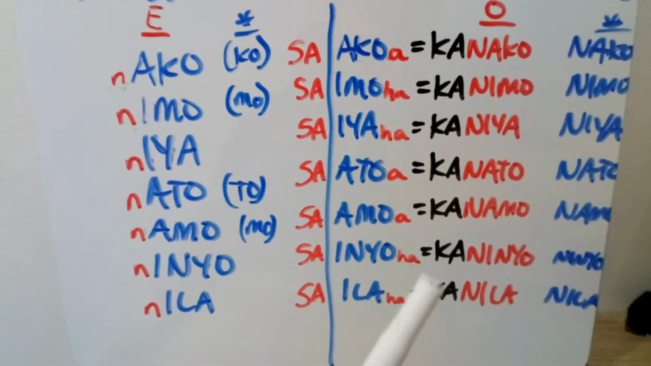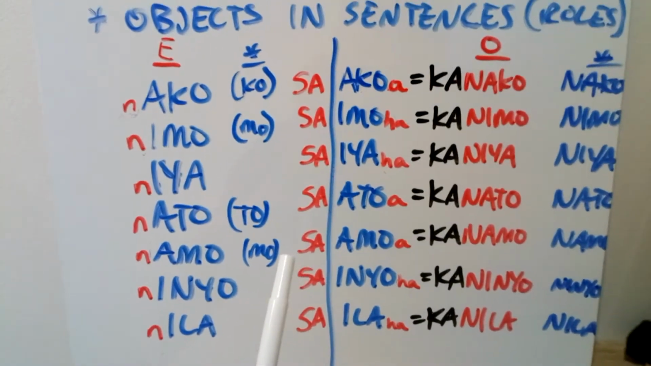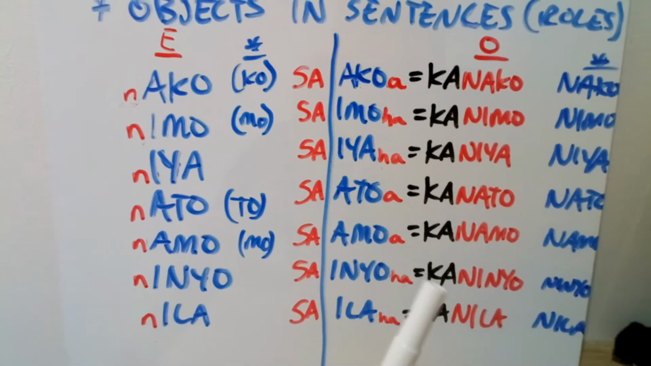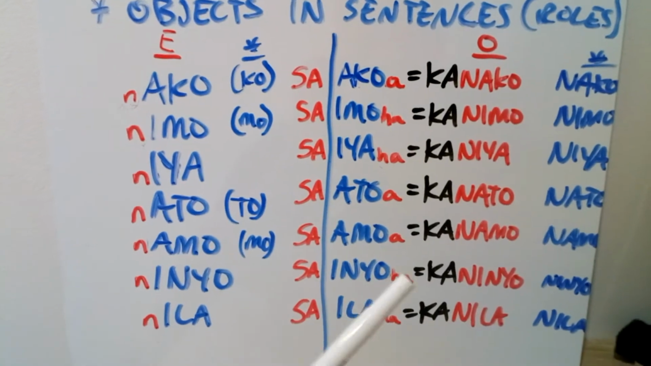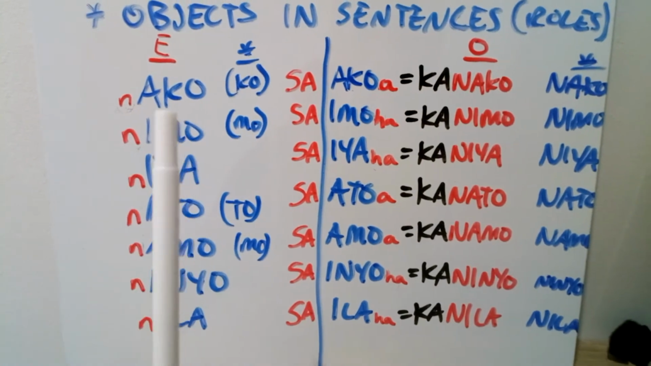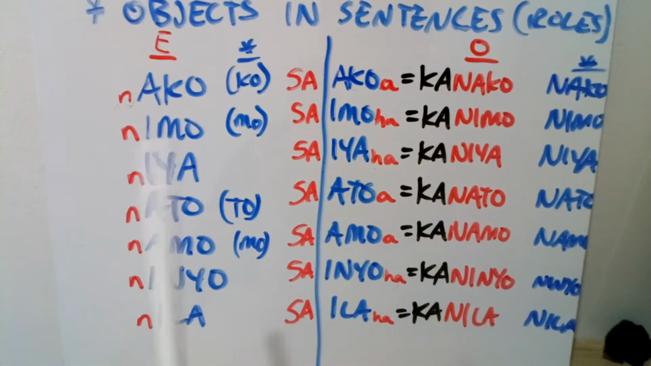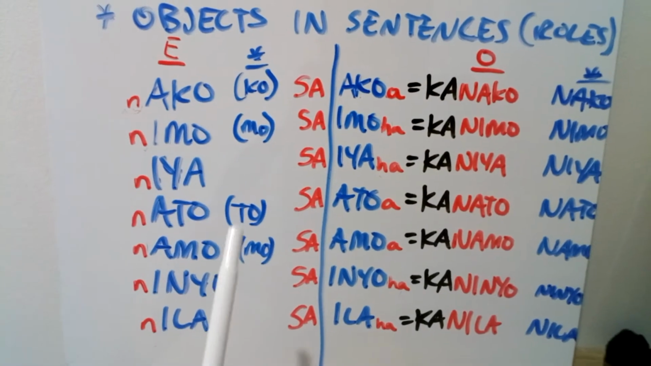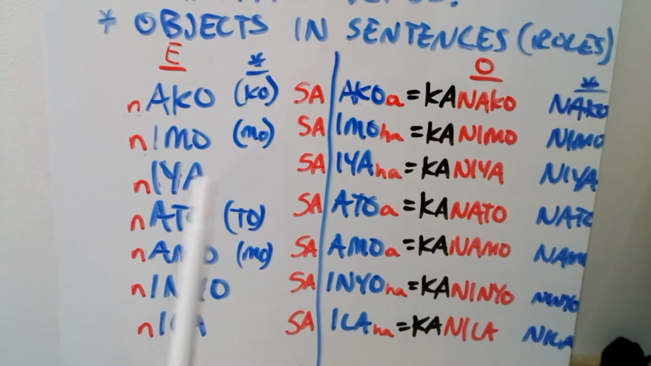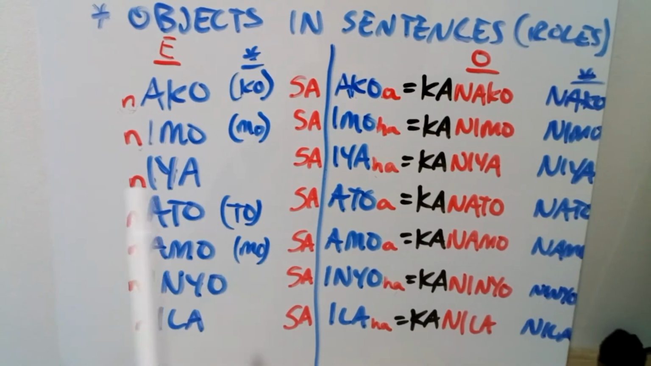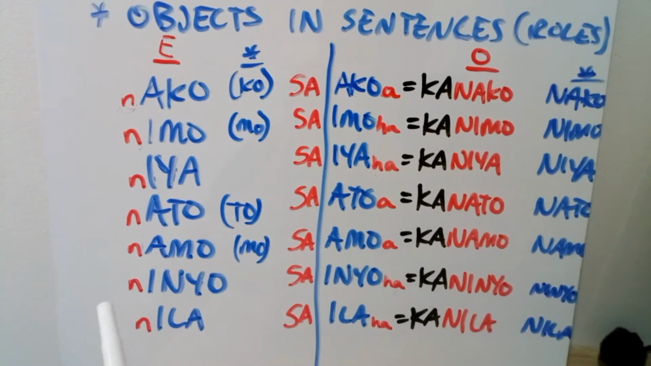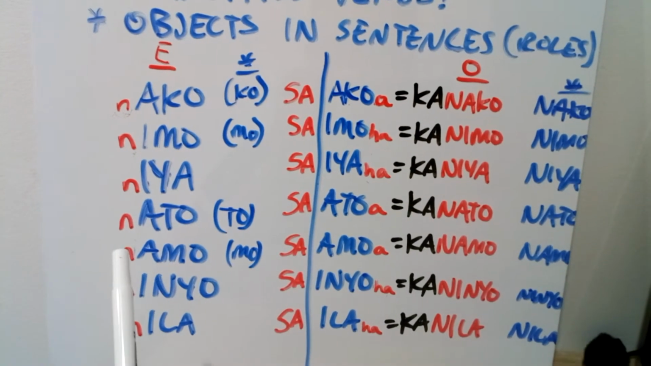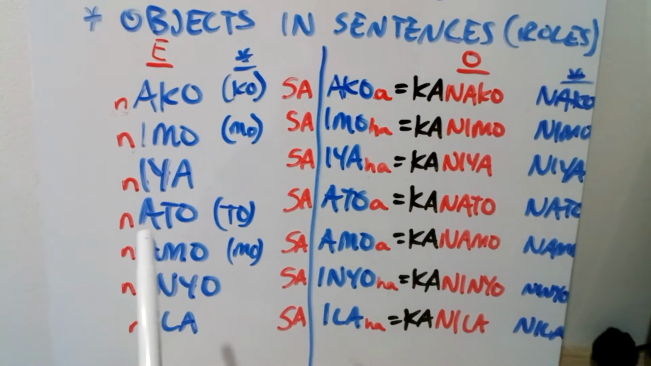Now, down here is just the review, again, for this video, of our pronouns, right? The pronoun lists in both the ergative and the oblique case. Just very, very simple, we have that. In the ergative case, we have the pronouns nako, nimo, niya, nato, namo, ninyo, nila. Remember that rhythm, right? Nako, nimo, niya, nato, namo, ninyo, nila. So we have those ergative in their very basic forms, right?